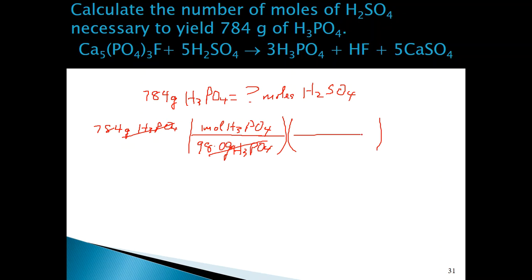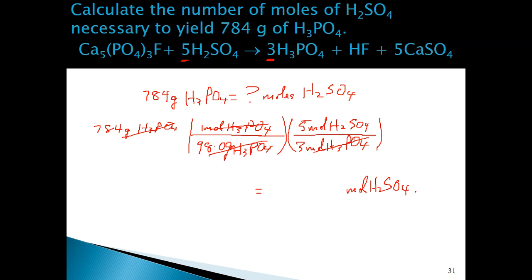And then the next step is where we look at the mole ratio between the sulfuric acid and the phosphoric acid. And if you look at this equation here, you see that there's a coefficient of 3 for the phosphoric acid. There's a coefficient of 5 for the sulfuric acid. So in this conversion factor, in the numerator part of it, I'm going to put 5 moles of H2SO4, and down here, 3 moles of H3PO4. So when this unit cancels with that unit, the only unit you're left with would be moles of H2SO4, and we just put the numbers in.